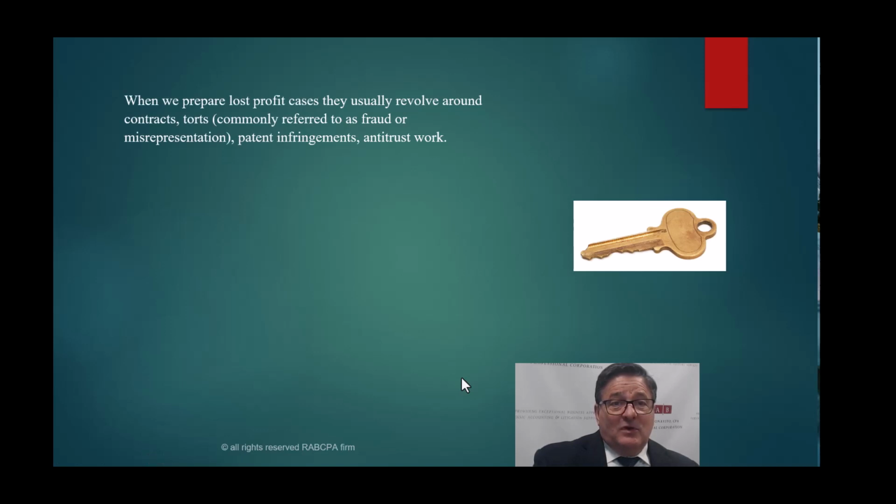Now, when we prepare lost profit cases, they usually revolve around contracts or torts, commonly referred to as fraud or misrepresentation, patent infringement, and antitrust work. The case we had was really a contract and a tort because the architect said they would be able to put in these ovens and they weren't able to because it didn't meet the requirements.